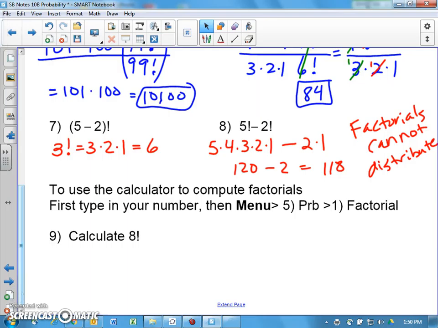Stop the video and make sure that you've done numbers 2 and 4 on your own. Your teacher will expect those done in class.